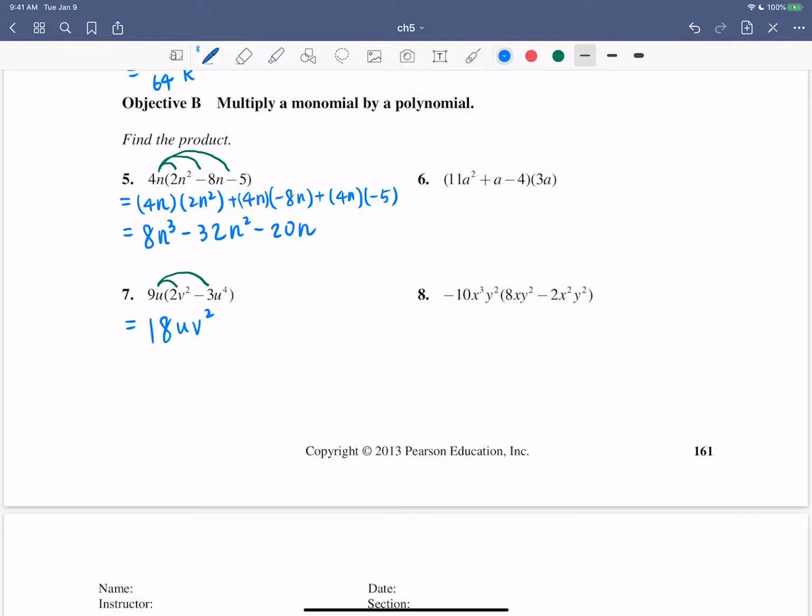Next pair, 9 times negative 3, that's negative 27. U times u to the 4th, that is the same thing as u to the 1st times u to the 4th. We simply add the exponents, 1 plus 4, that is 5.